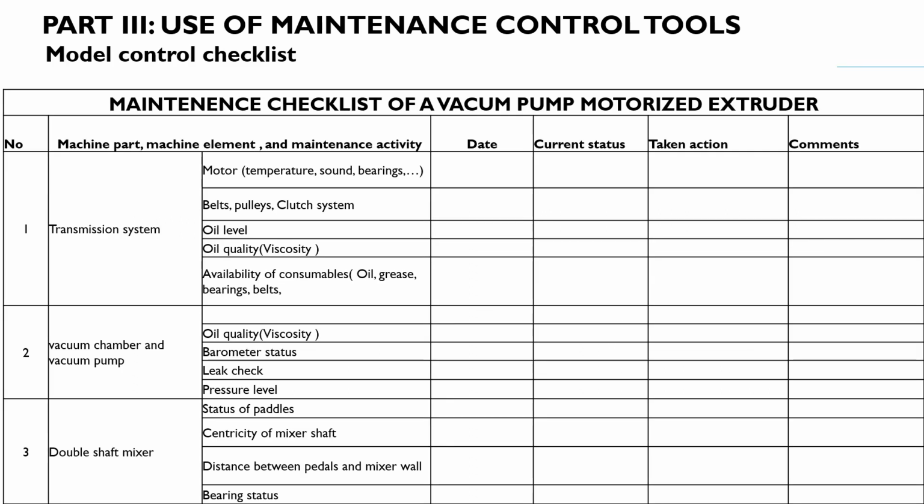For your reference, this table shows a model of a maintenance sheet through an example of a maintenance checklist of a vacuum pump motorized extruder. The minimum it should capture are machine name or code, machine parts, machine element, intervention procedure, intervention frequency, technical staff involved, and comments.